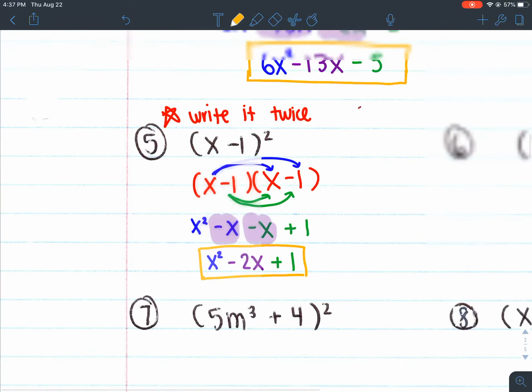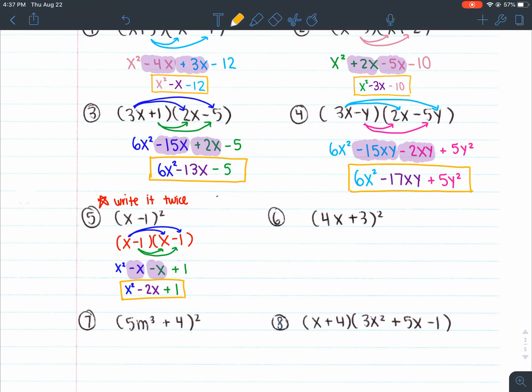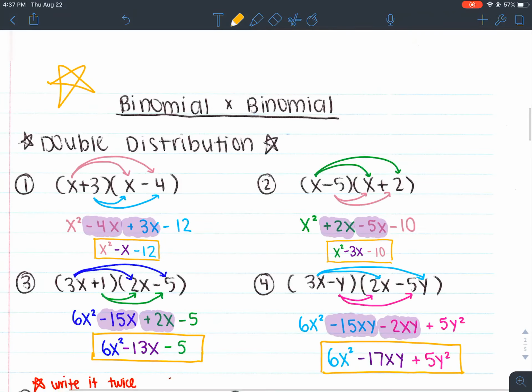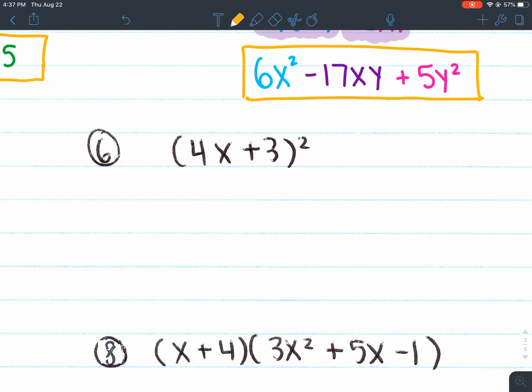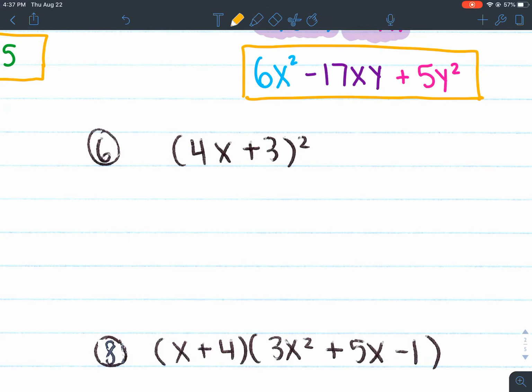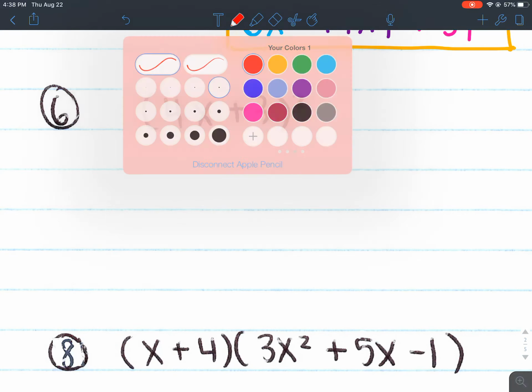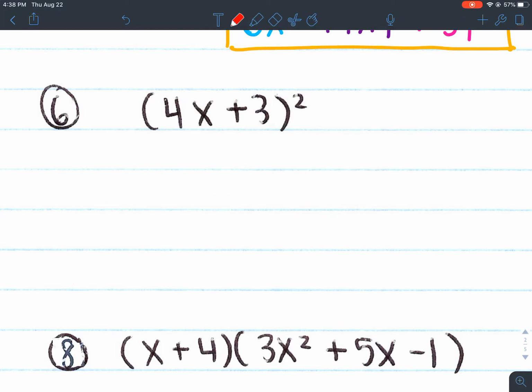Again, this is a second-degree trinomial. We've had a lot of second-degree trinomials if you haven't noticed, right? Number 1 had a second-degree trinomial. Number 2 had a second-degree trinomial. So those are relevant. Number 6, 4x plus 3 squared. What does that mean? We're going to write this twice, just like the last one. So we're going to have 4x plus 3 times 4x plus 3.